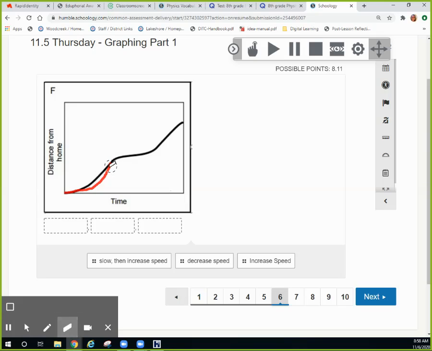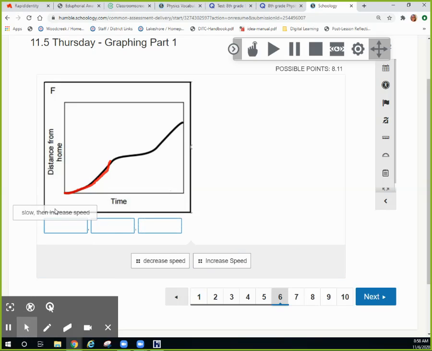Okay, let me erase so you can see the line. So he's slowly picking up speed. The line is slowly becoming steeper. So this line gradually gets faster.